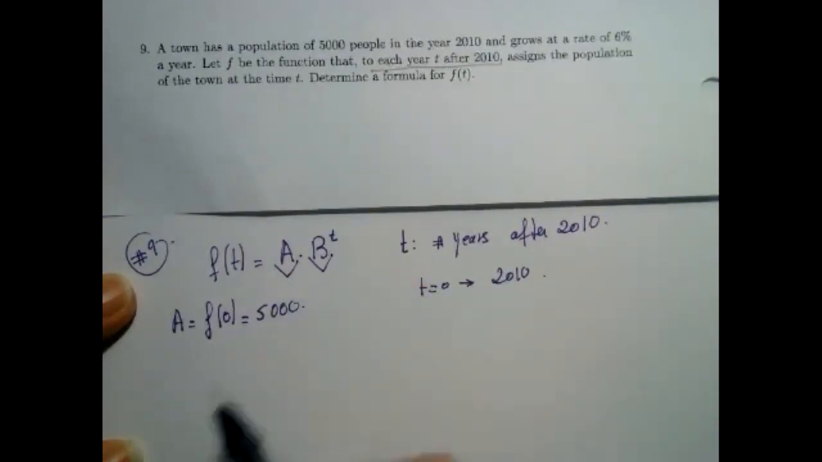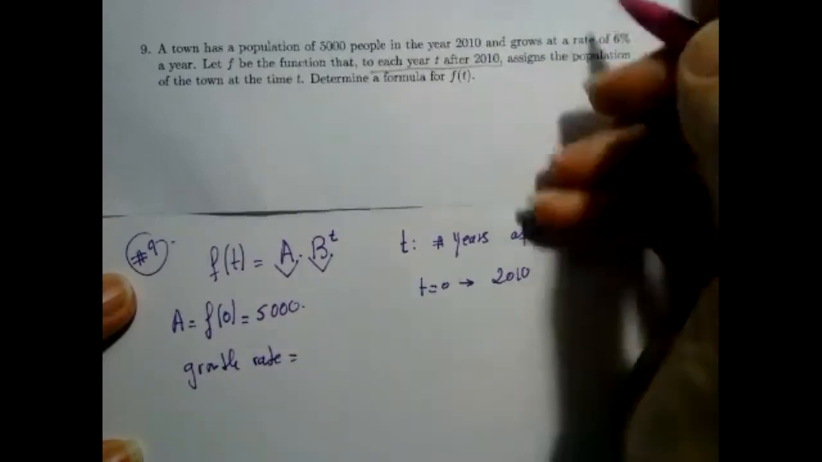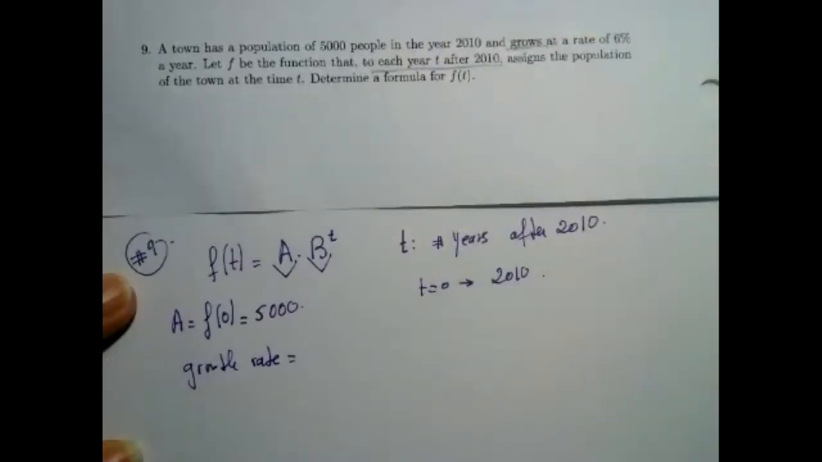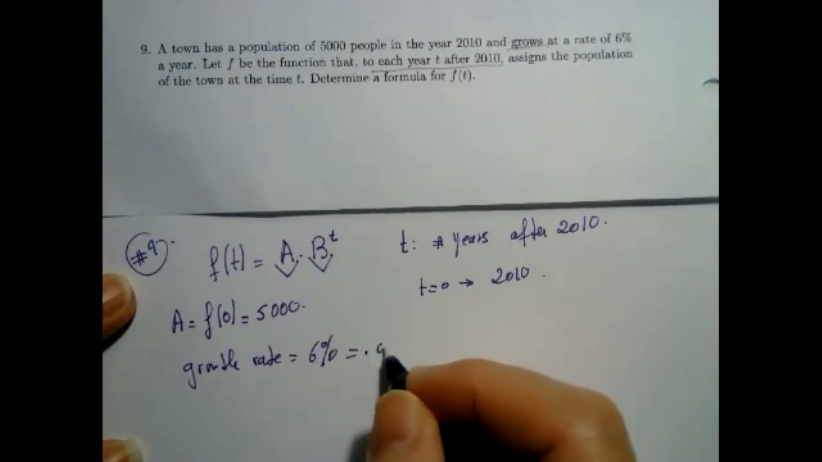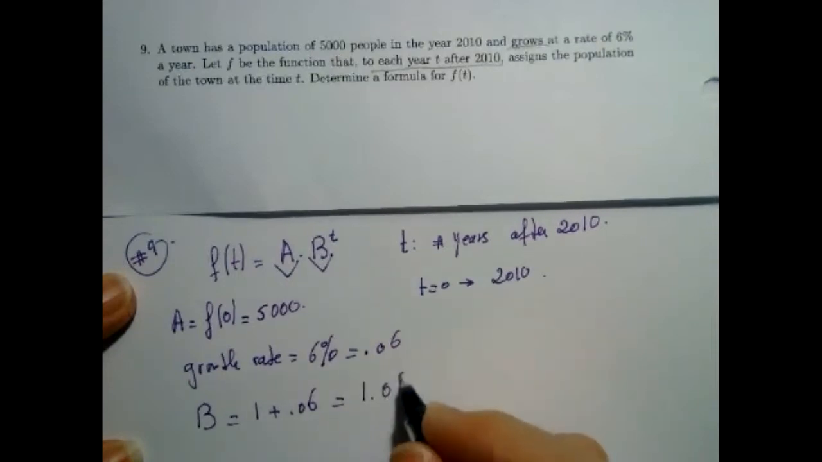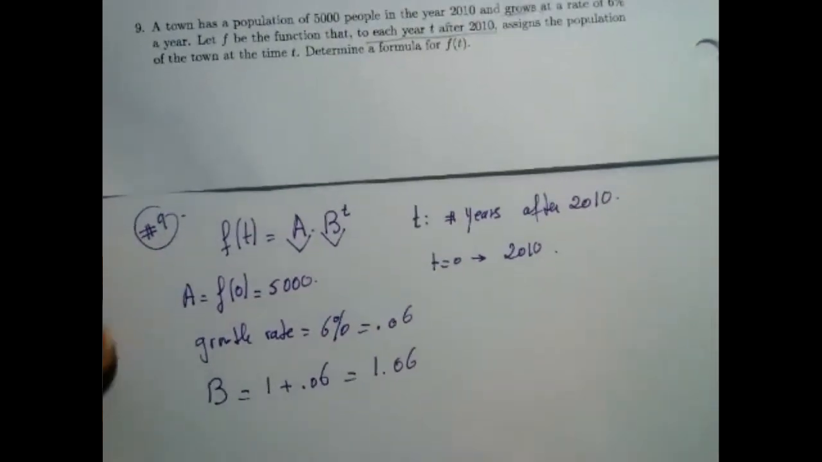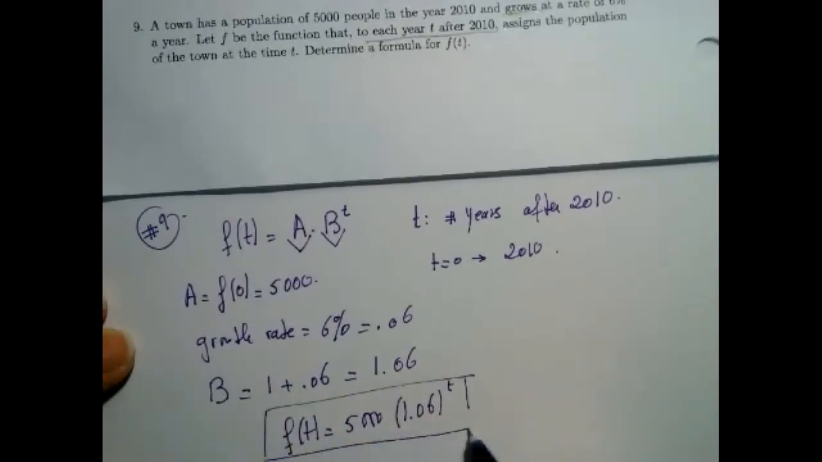Now B, I need the growth rate. We have to be careful that it is growing, it's not decreasing. So the growth rate is 6%, which means 0.06. So B is 1 plus the growth rate, 0.06. And the formula will become the initial value times 1.06 to the power t.